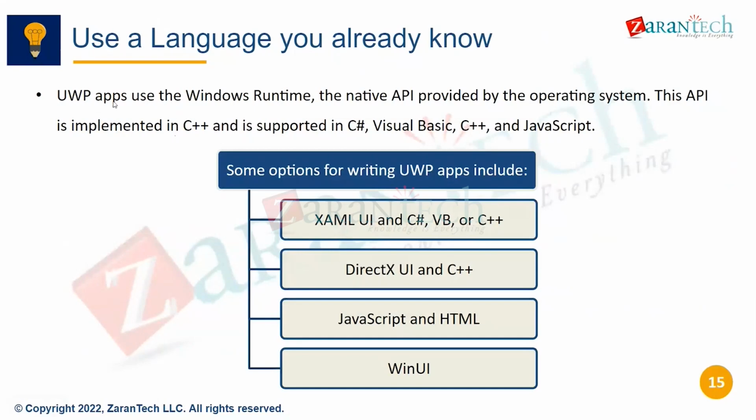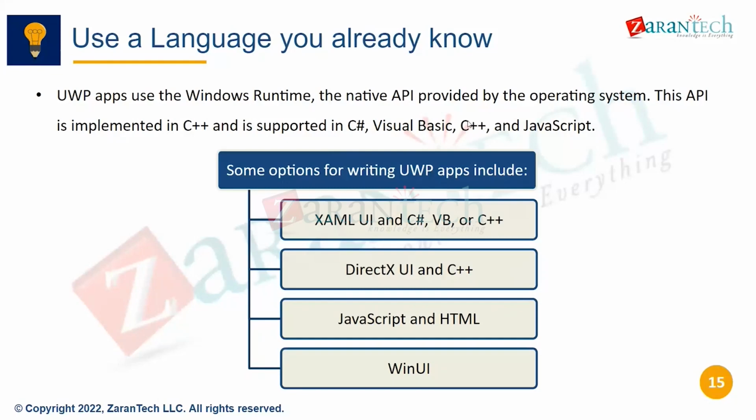So again, the Windows Runtime is the native API provided by the operating system. This is the same thing we have already discussed. This API is implemented in C++ and supports C#, VB, C++, and JavaScript. This is a great feature: you can write your UWP app in C# or Visual Basic, and these two are the bonus. In WPF you can write in C# and VB, but C++ is more powerful in terms of low-level programming, accessing more kernel-level APIs.